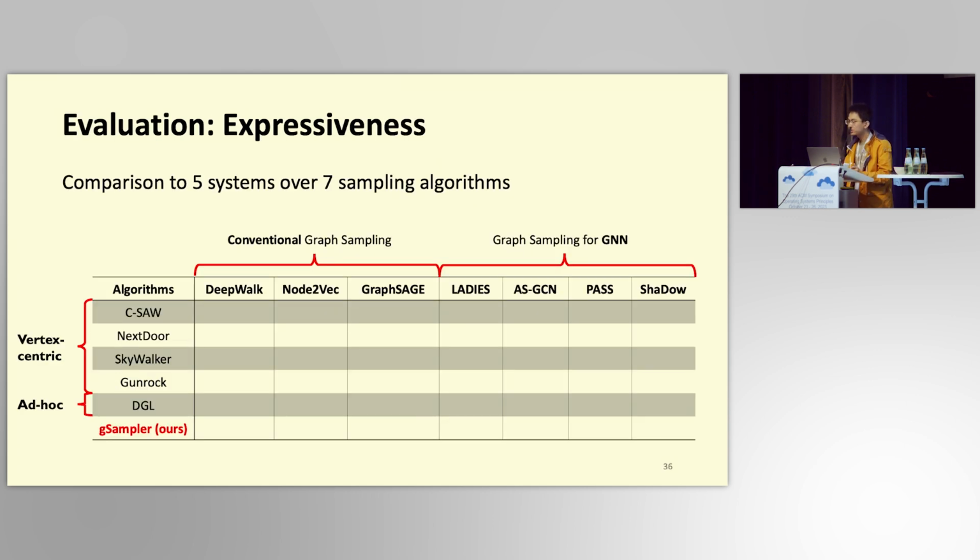So gSampler is great, and to evaluate how good it is, we first show its experience for improving programming. Here we select 7 most recent algorithms. Three are conventional graph sampling algorithms, whereas the other 4 are sampling for GNNs. We compare gSampler to 5 systems that fully or partially use the vertex-centric API. Here are the results.